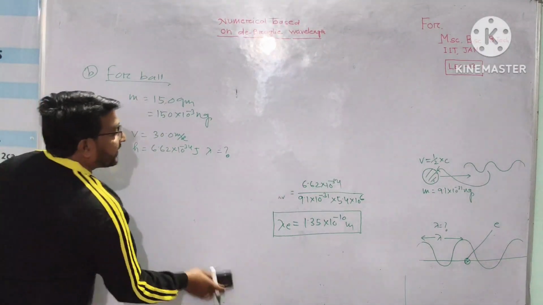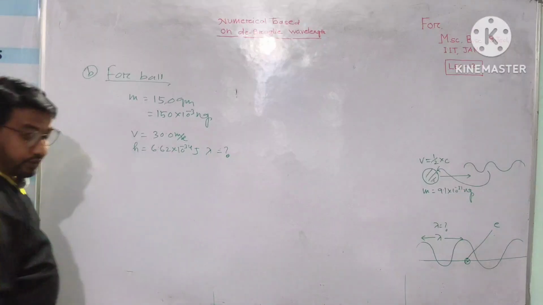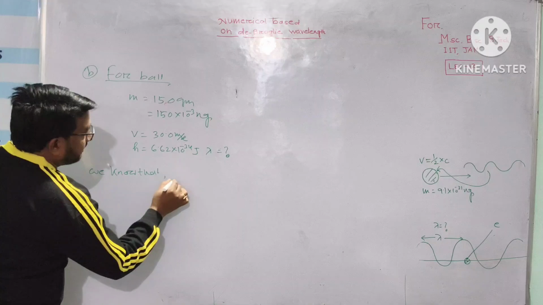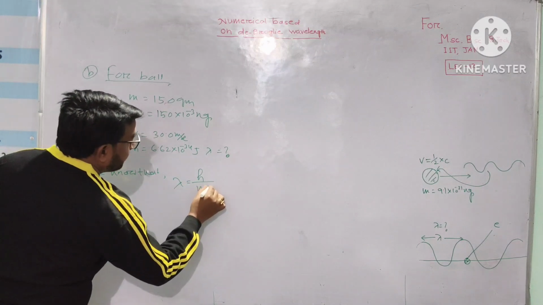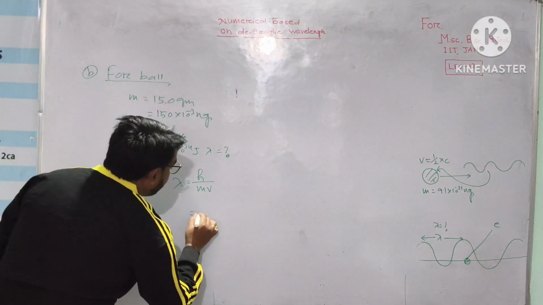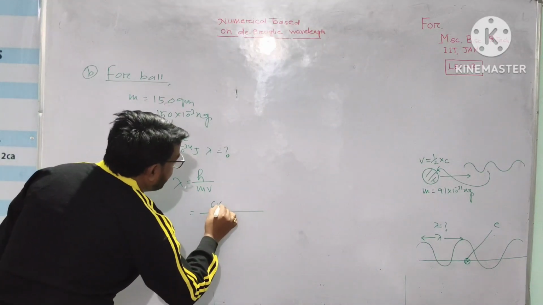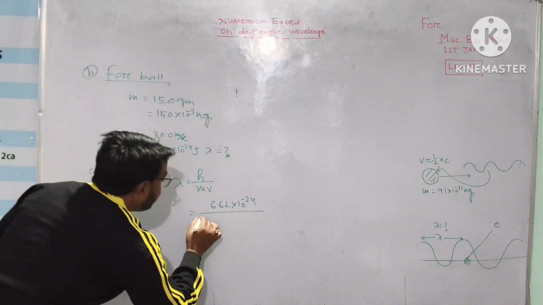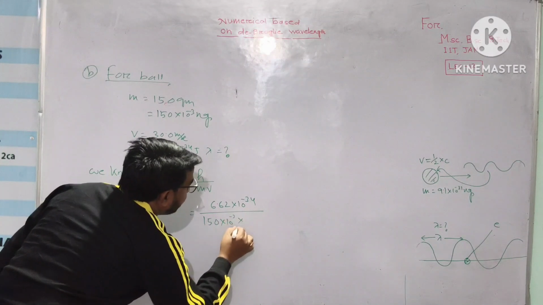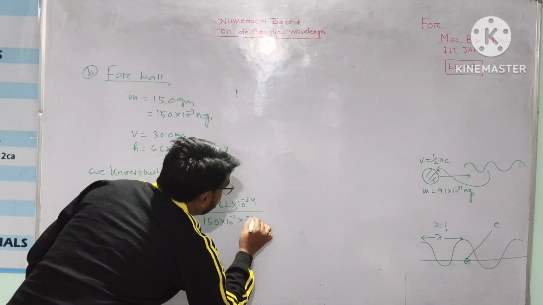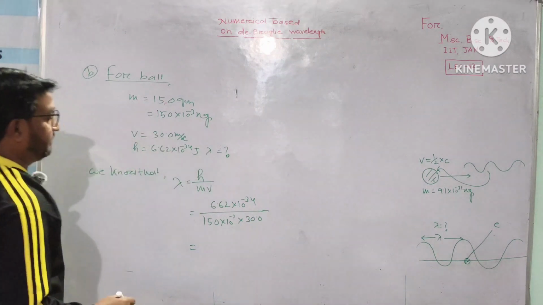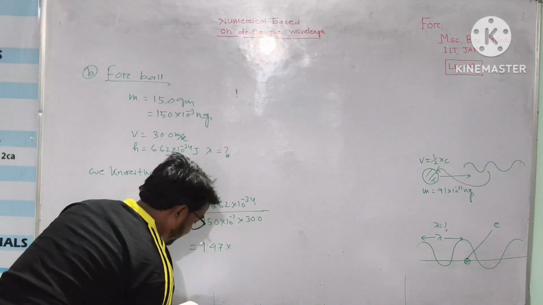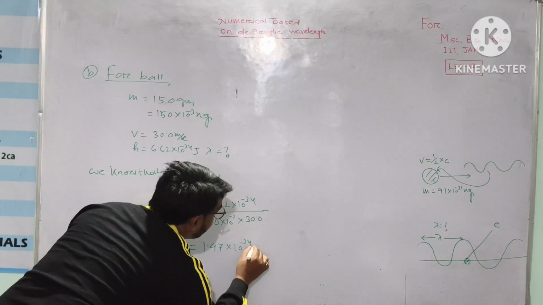Again we can apply the de Broglie wave equation. We know that lambda equals h by mv, so the value of h equals 6.62 into 10 to the power minus 34, and the mass of the ball is 150 into 10 to the power minus 3, and the velocity of the ball is also 30.0. After solving this part, we will get 1.47 into 10 to the power minus 34 meter.